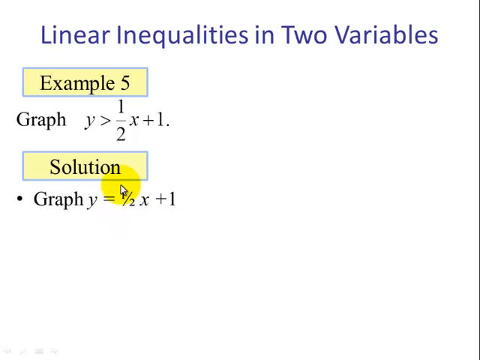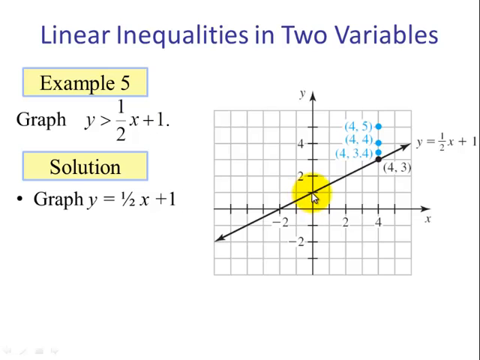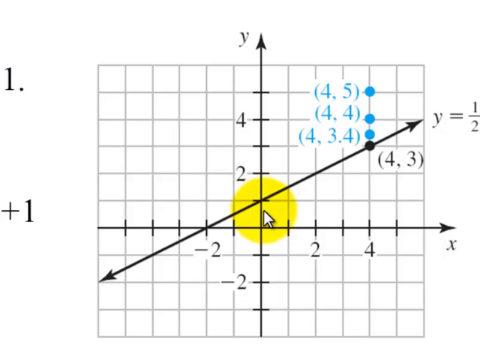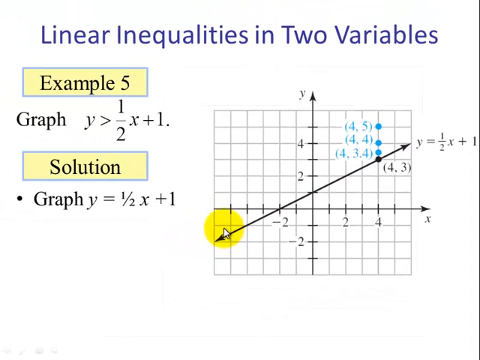Our slope is 1/2. Our y-intercept is 1. So we go to the y-axis where y is equal to 1. We put a dot and then we do our slope. Rise 1, run 1, 2, put a dot, up 1, over 1, 2, and we have our line.